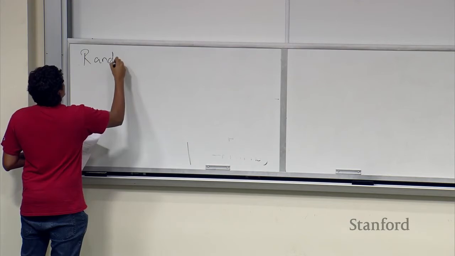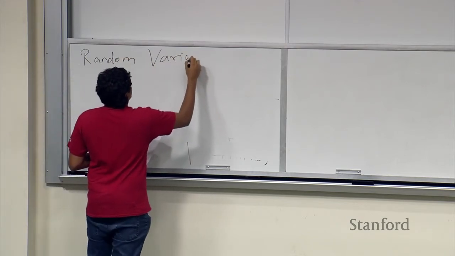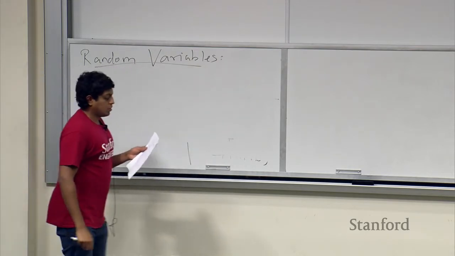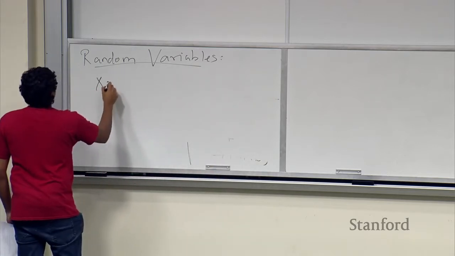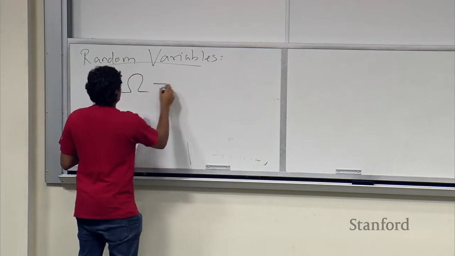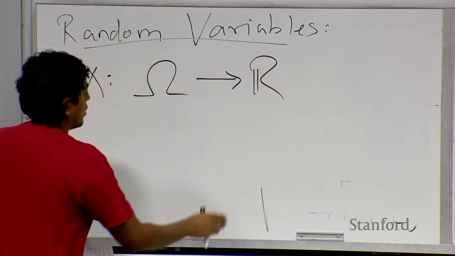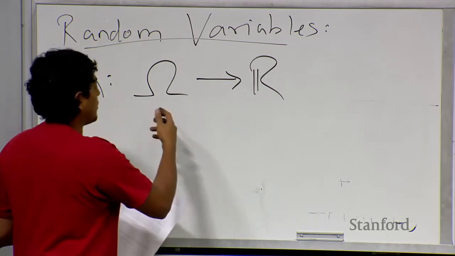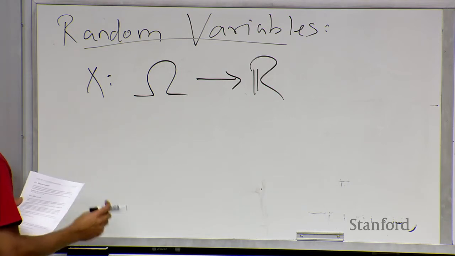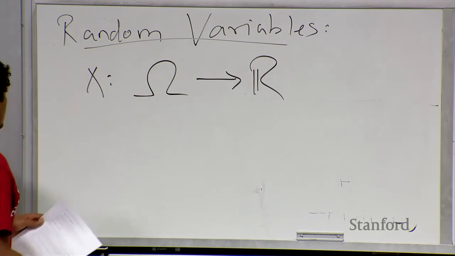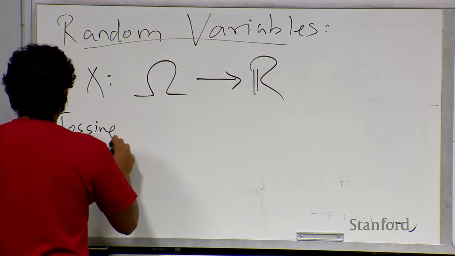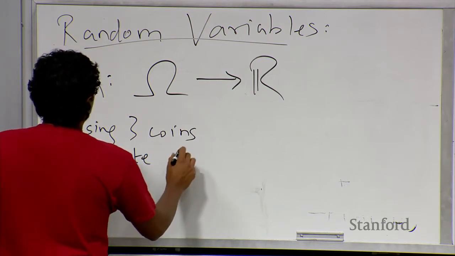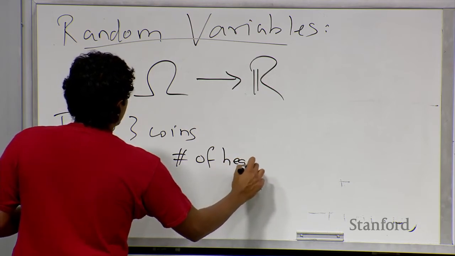Right, now we talk about something called random variables. So you can define a random variable as a function X going from omega to generally the whole real line that assigns a different value for any point in the sample space that you choose. So for instance, let's say we were tossing 3 coins and let X denote the number of heads, all right?